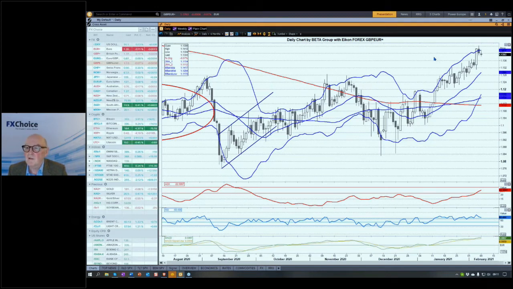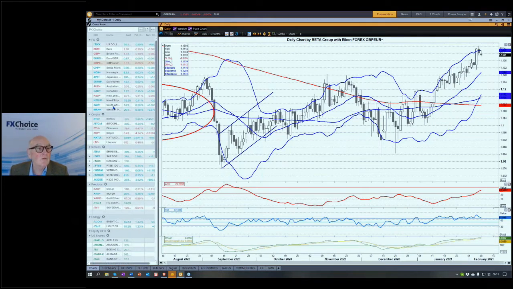Hitting the upper side of the Bollinger Bands can correct. Also the RSI is high, but it's still making the higher lows pattern, so it isn't yet saying we're going down. So no surprise if it goes down a bit, but I think you should treat that as an opportunity.